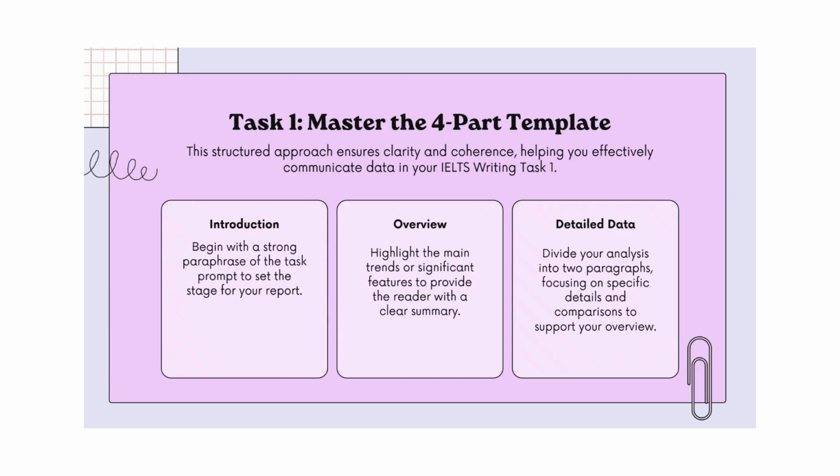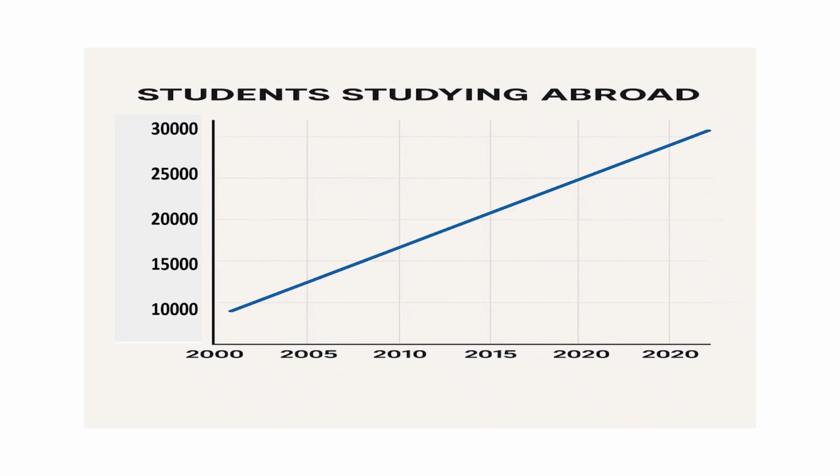Let's start with task 1, the report. Many people waste time trying to describe every single number. Please don't. My simple 4-part template makes this easy. Let's imagine we're looking at a graph showing the number of students who studied abroad from 2000 to 2020. I've created one for your reference.